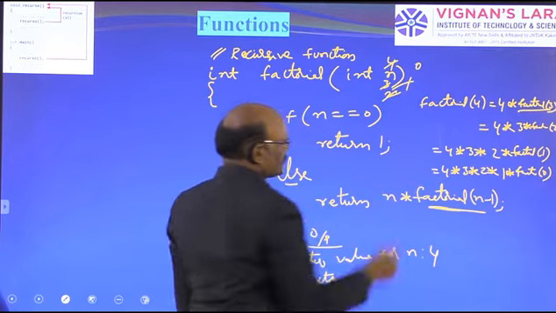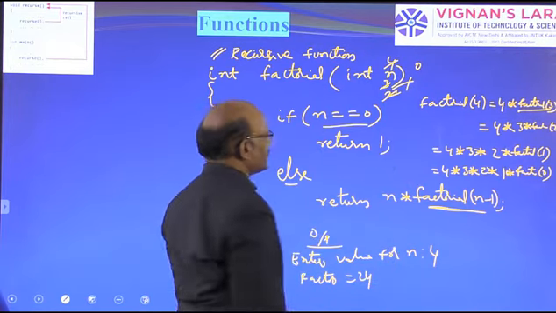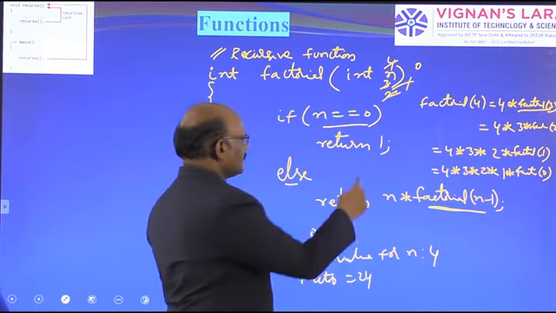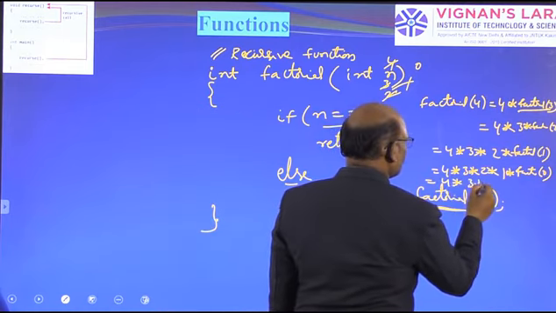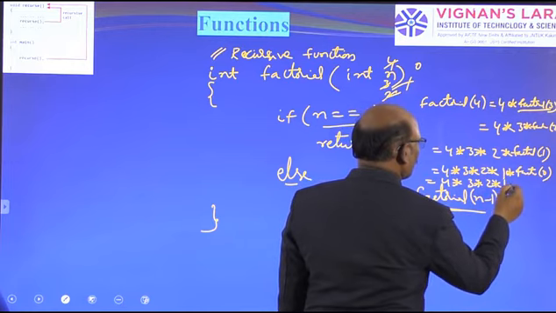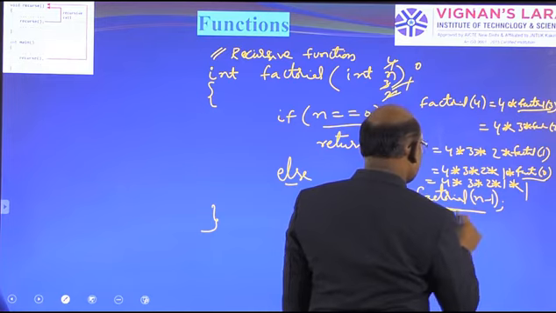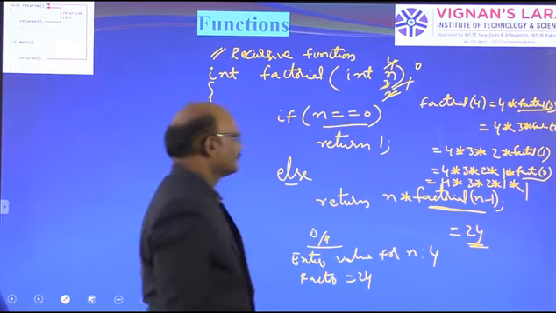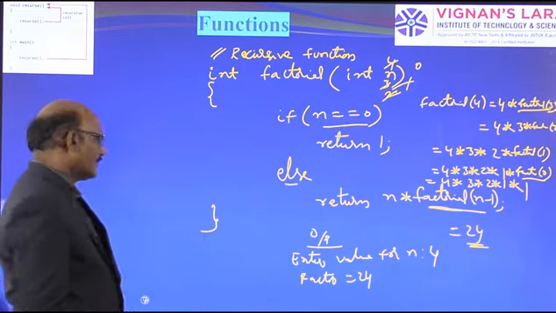Now n value is 0. So the base case is satisfied, n is equal to 0, then it returns 1. Now it is 4 into 3 into 2 into 1. So factorial of 0 value is 1, and finally we get 24. So this is the way the recursive function will be executed.